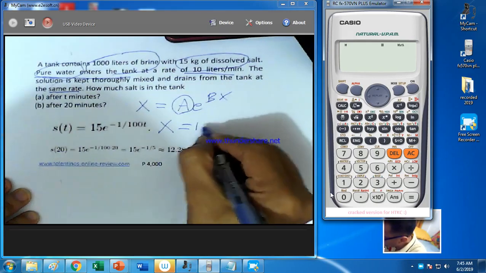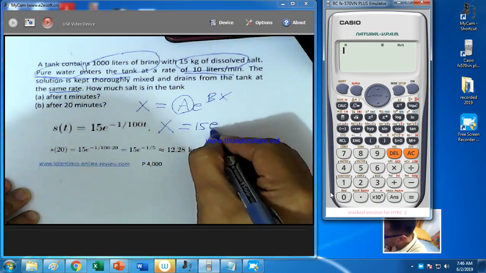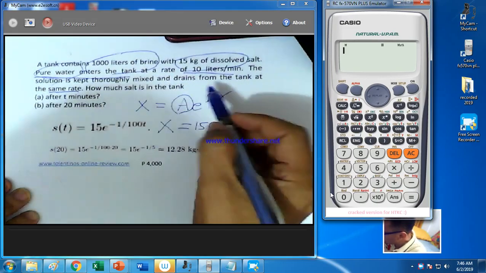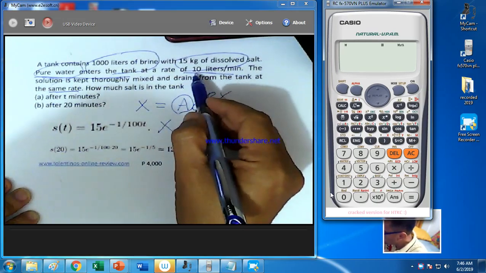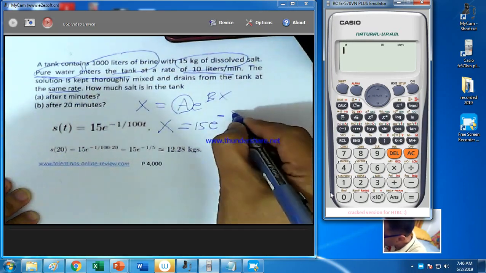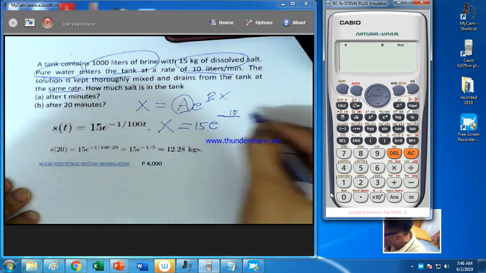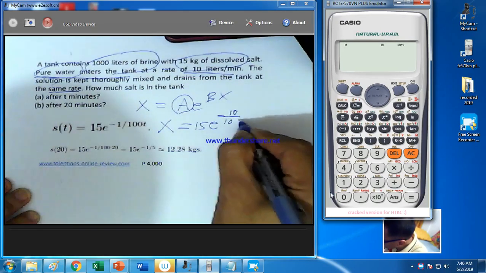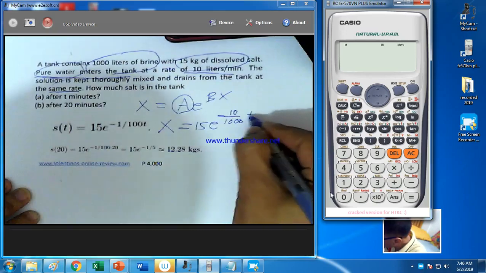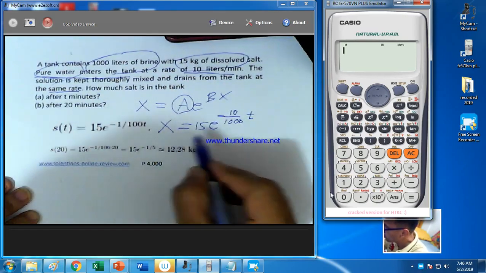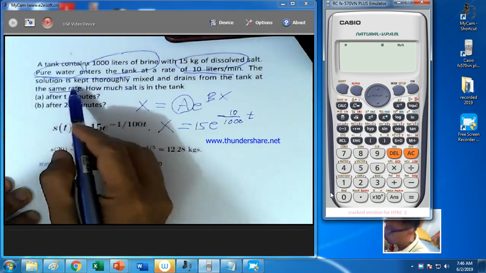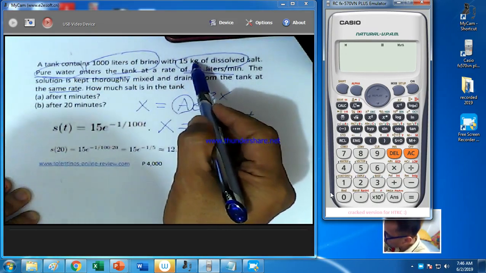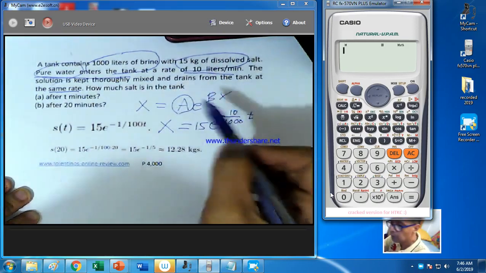So, it's 50. Then, e to the minus, sa formula, ilan yung pumapasok at saka lumalabas: 10 liters per minute divided by yung volume. Ano yung volume natin? 1,000. Then, kaputan mo lang ng t. Now, itong formula na to is para lang sa pure na tubig ang papasok. Okay, and then yung papasok at saka yung lalabas pareho.